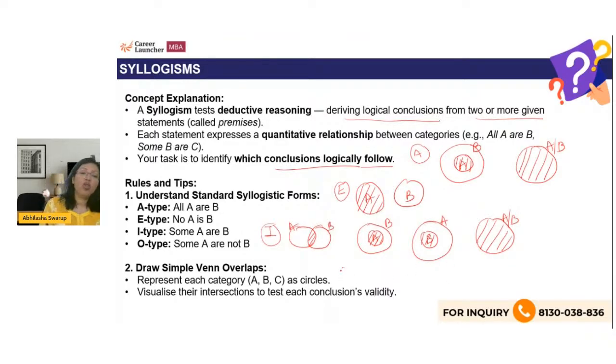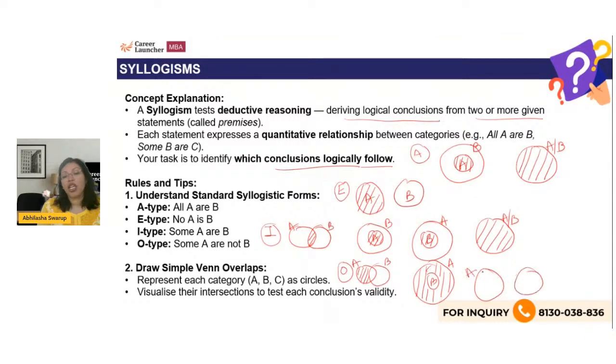Then if you look at the O type, the first diagram for I is also the diagram for this, but the shaded part would be here. Or you could also draw it like this. Here are some A's in the outermost portion which are not B. And then you could draw it like this also. Here are A's which are not B's. So this is how you would draw each of these.